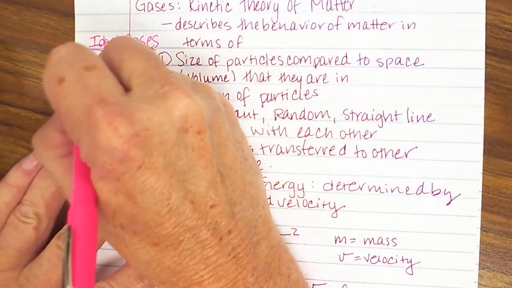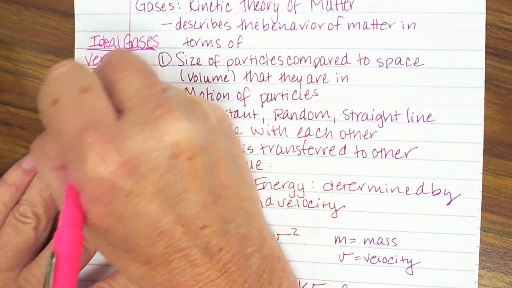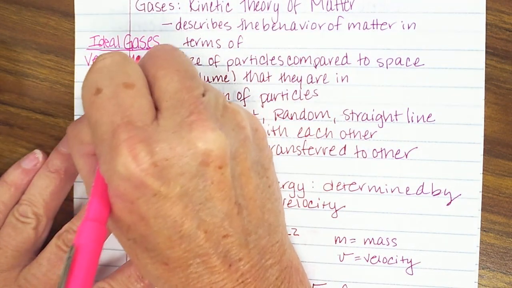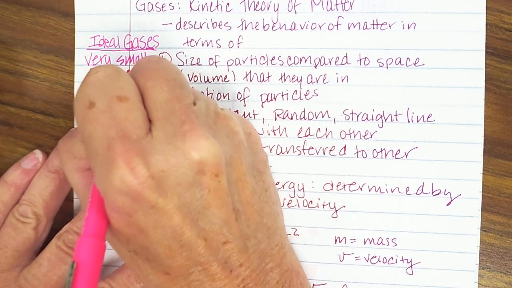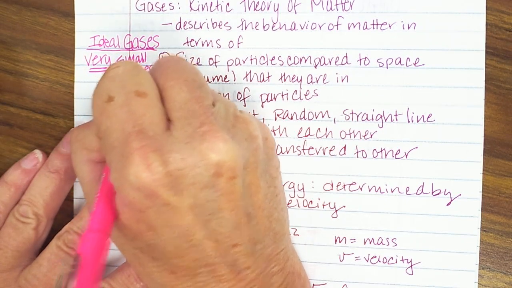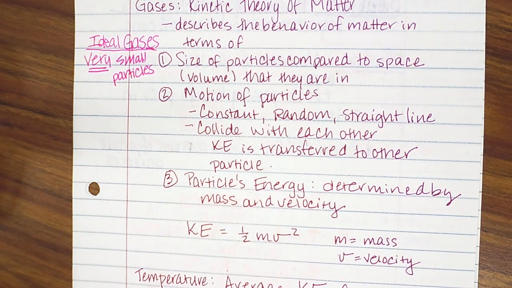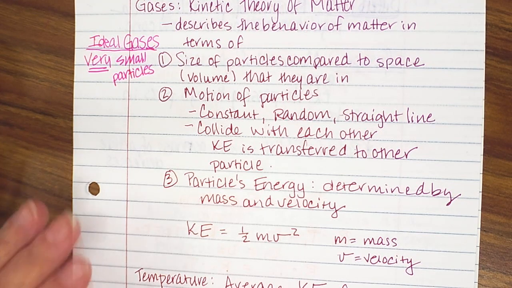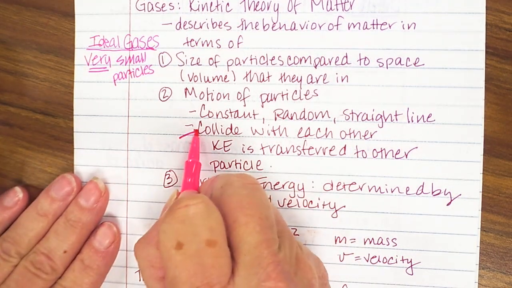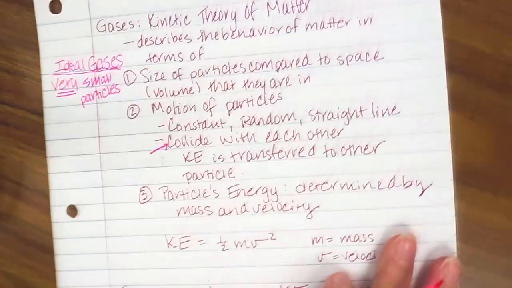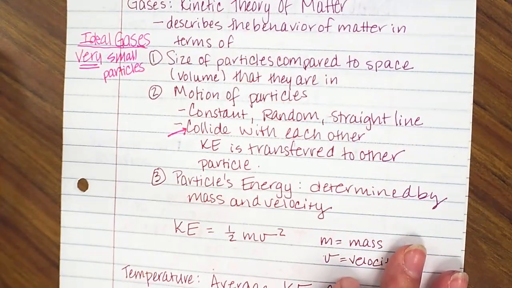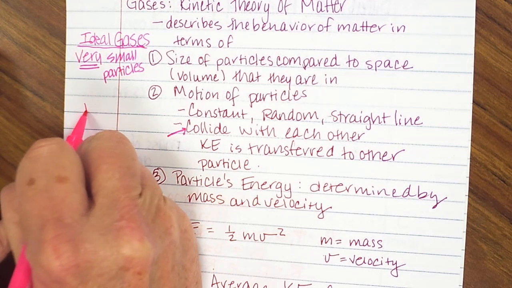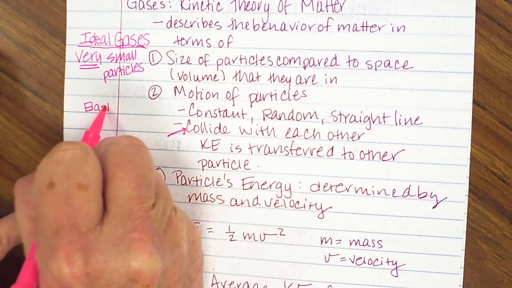So for ideal gases, these particles are very small. And so these very small particles, they are really small compared to that volume that they're in. And that's one of the characteristics that these ideal particles have. Next, we want to talk about these collisions that I was talking about yesterday, how these particles collide with each other. We call these collisions that these particles have elastic collisions.